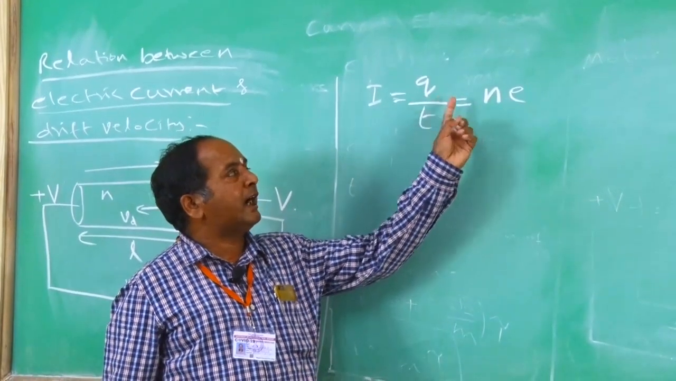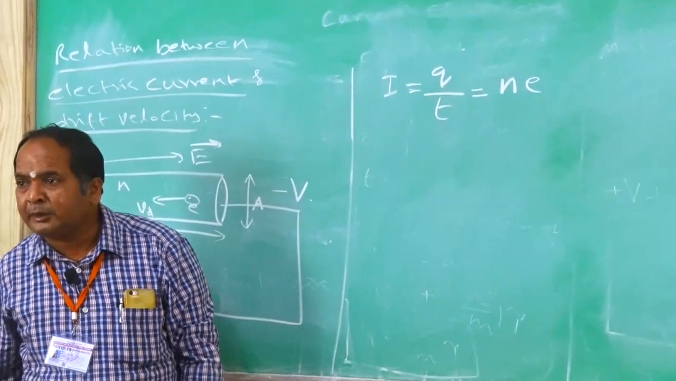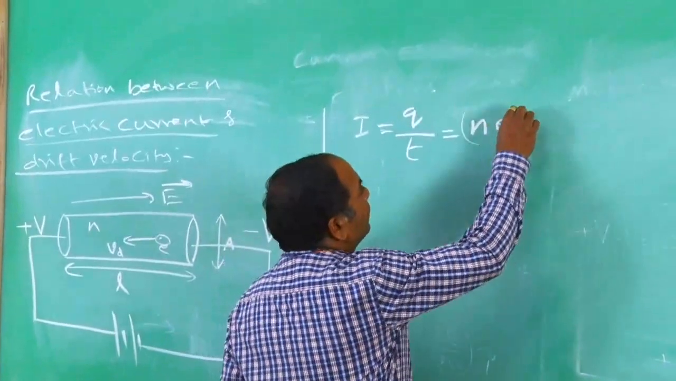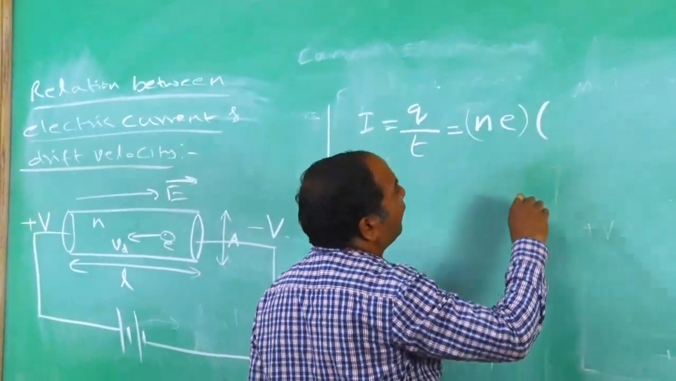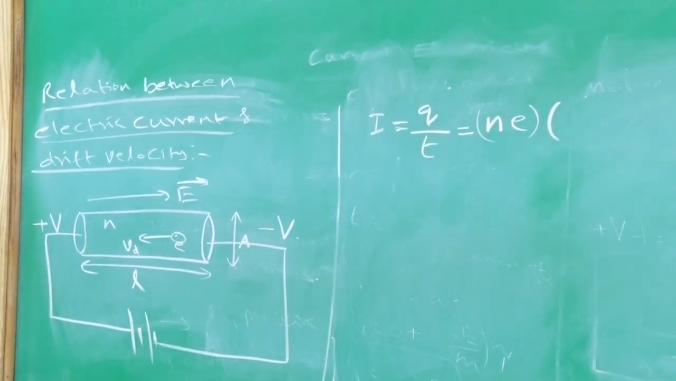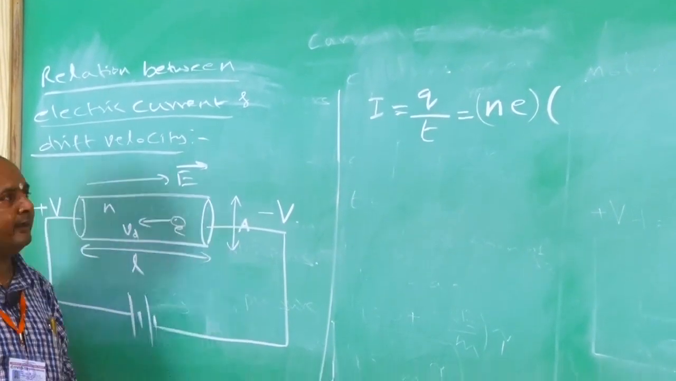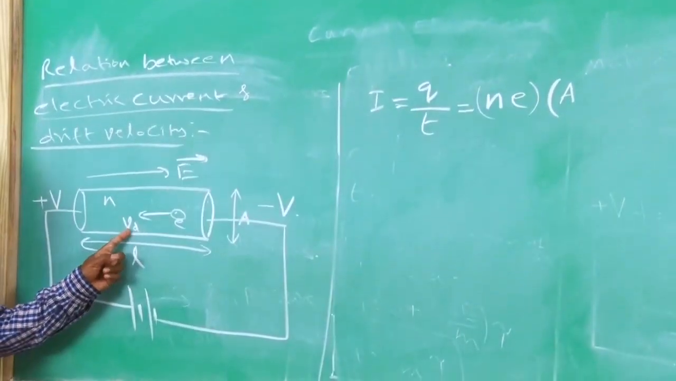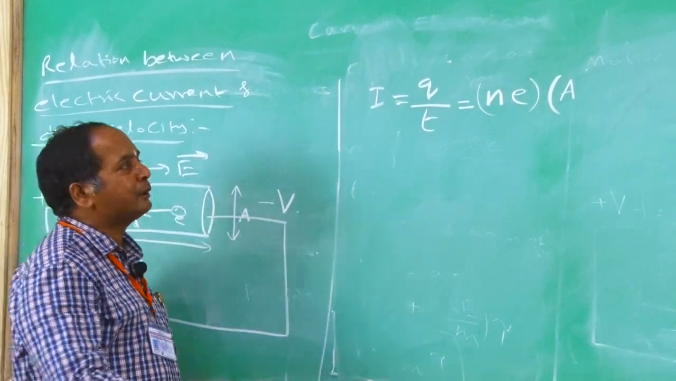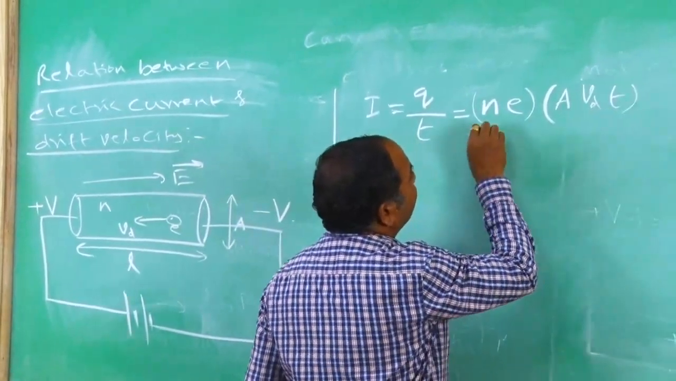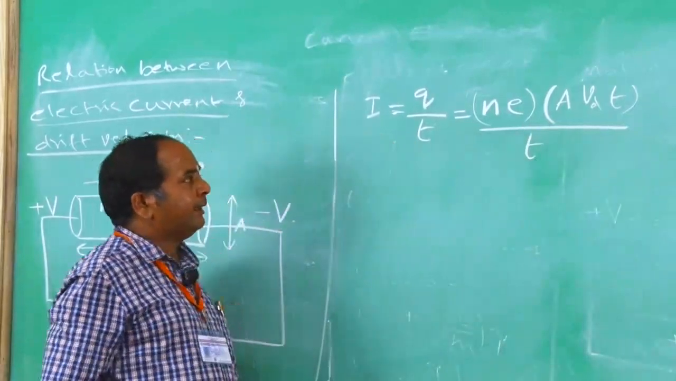Now we are getting charge per unit volume. So if you multiply with volume, volume means area into length. Here the area is A, into length. Length means speed into time. So speed is Vd, into time T, so Vd into T.